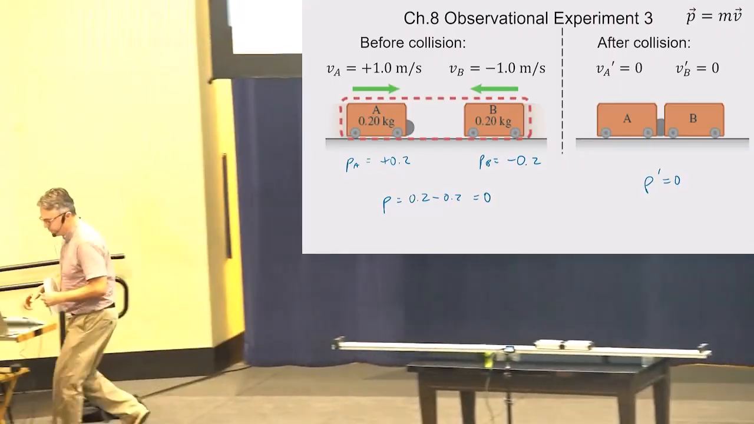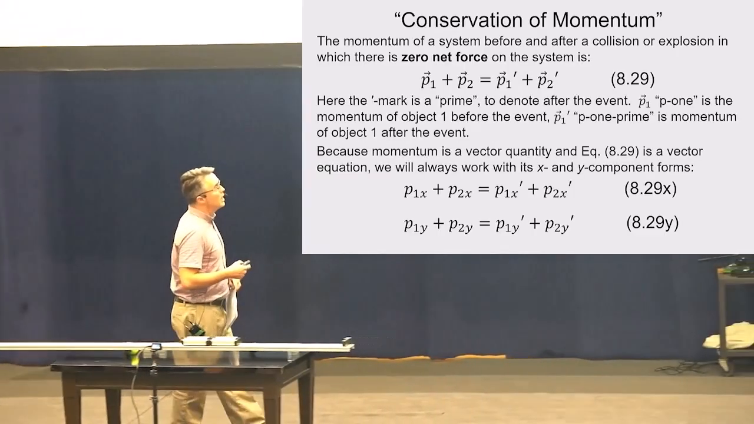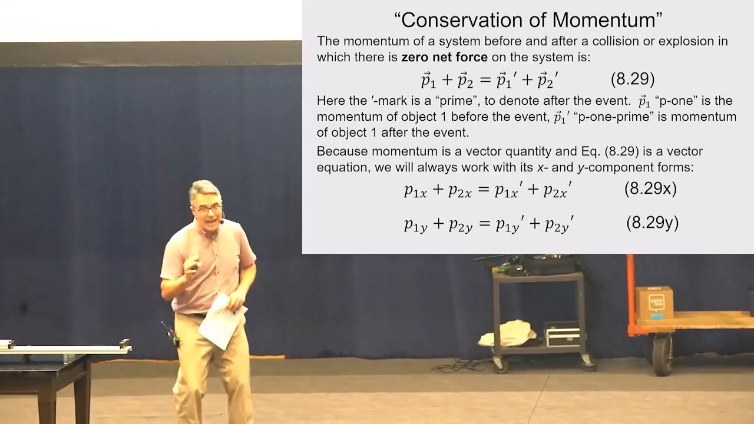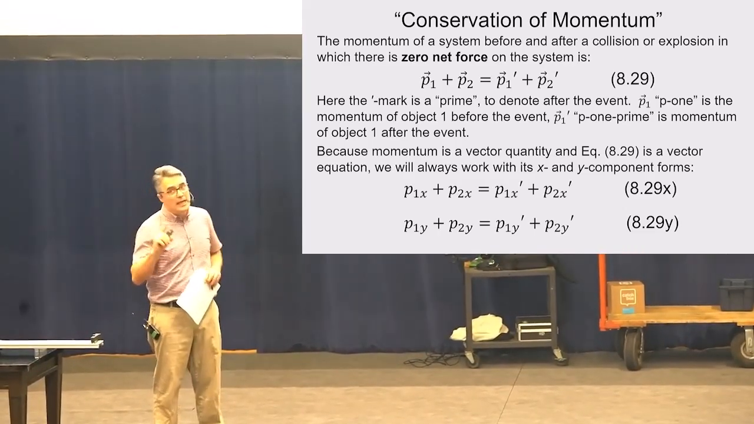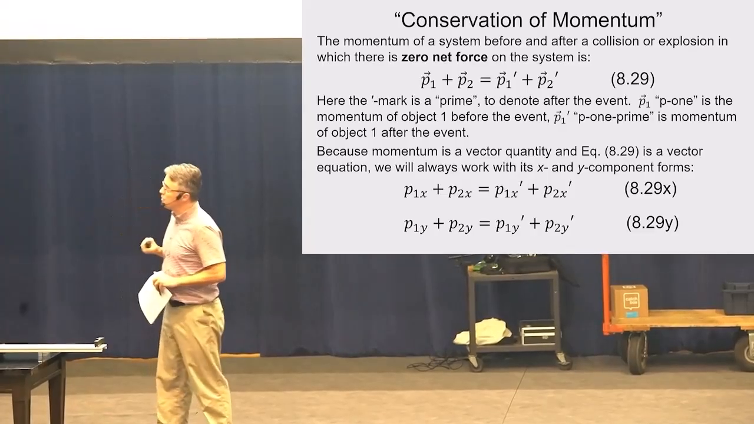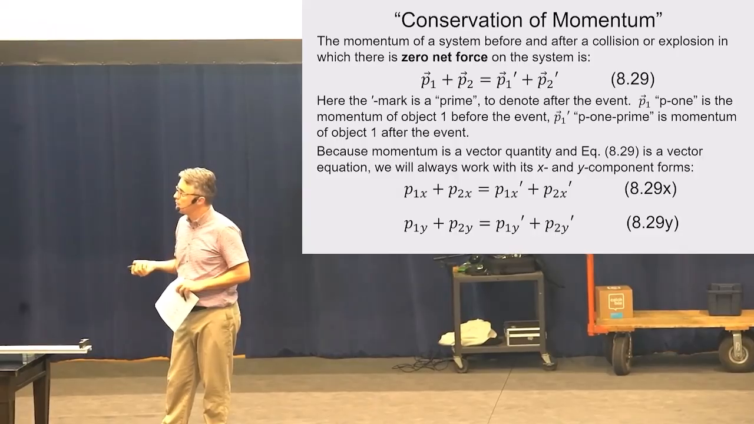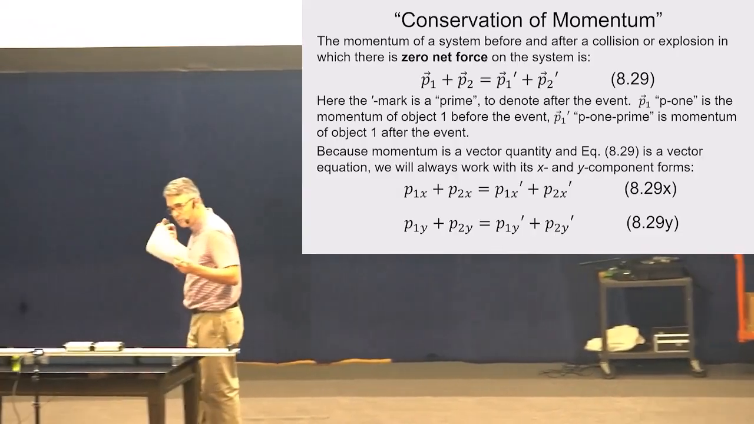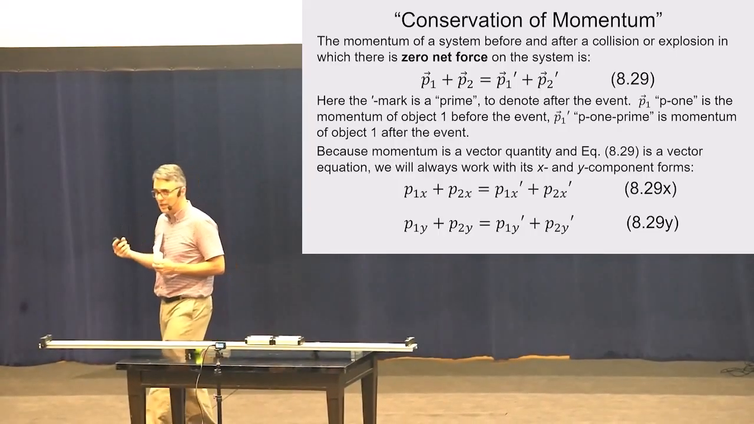So it looks like this, got too many equations here. The momentum of a system before and after a collision, or also an explosion, we'll talk about that a bit later, in which there is zero net force on the system, is the same before and after. So here there's just two objects. The prime denotes after the event, so P1 means the momentum of object 1 before the event, and then P1 prime is the momentum of object 1 just after that event.